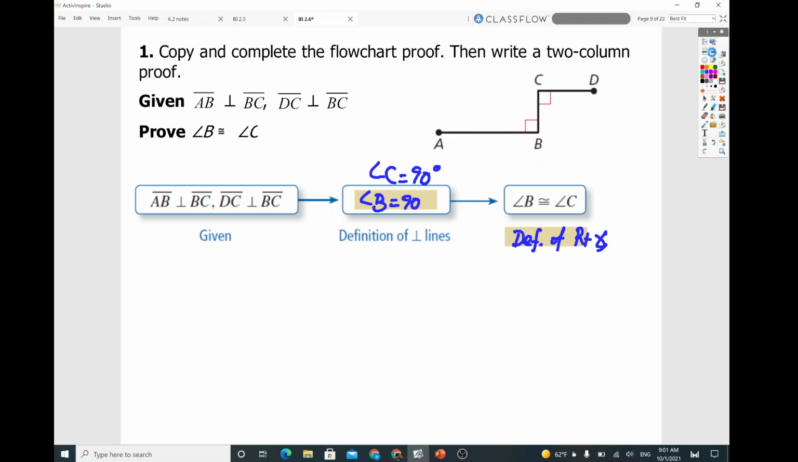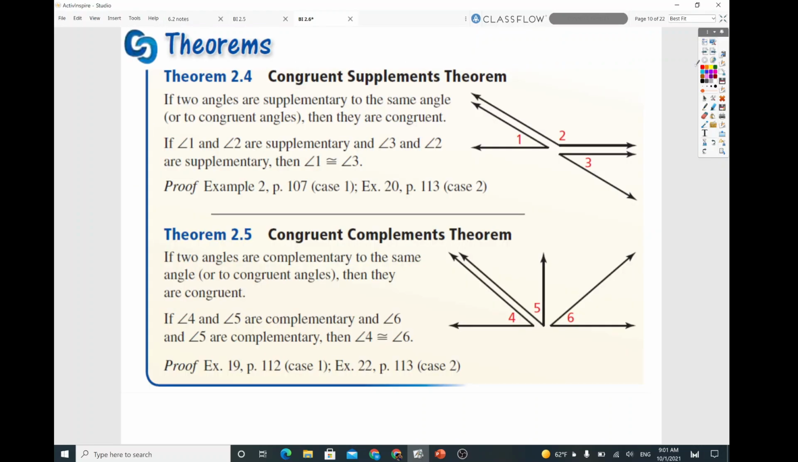Now let's see what else. The Congruent Supplements Theorem. Again, if angle 1 and angle 2 are supplementary, and angle 3 and angle 2 are supplementary, then angle 1 is congruent to angle 3. The other one is similar, the Congruent Complements Theorem. If angle 4 and angle 5 are complementary, and angle 6 and angle 5 are complementary, then angle 4 is congruent to angle 6.